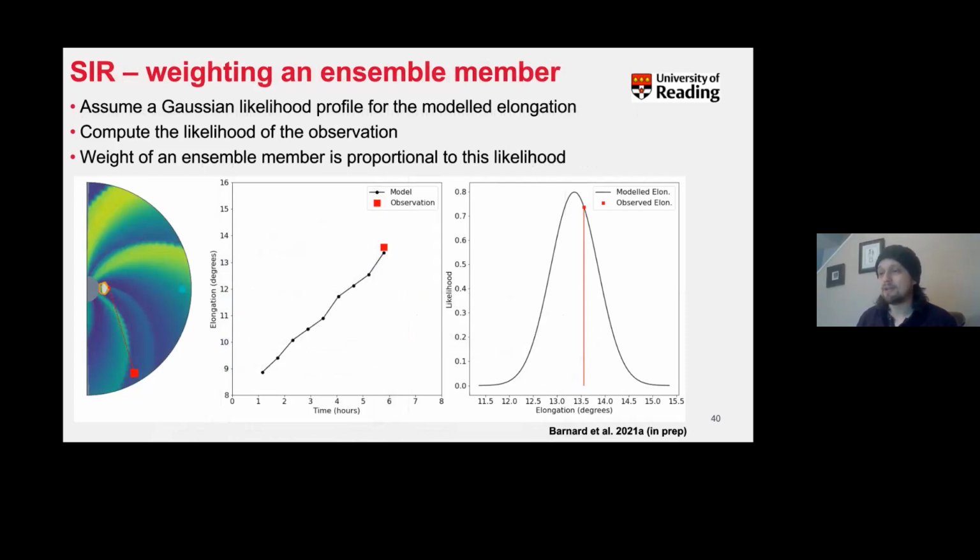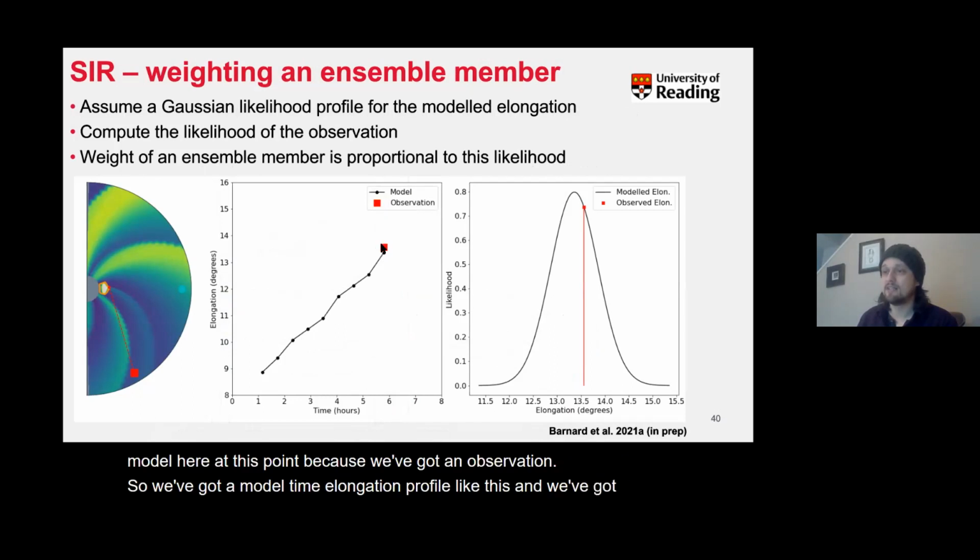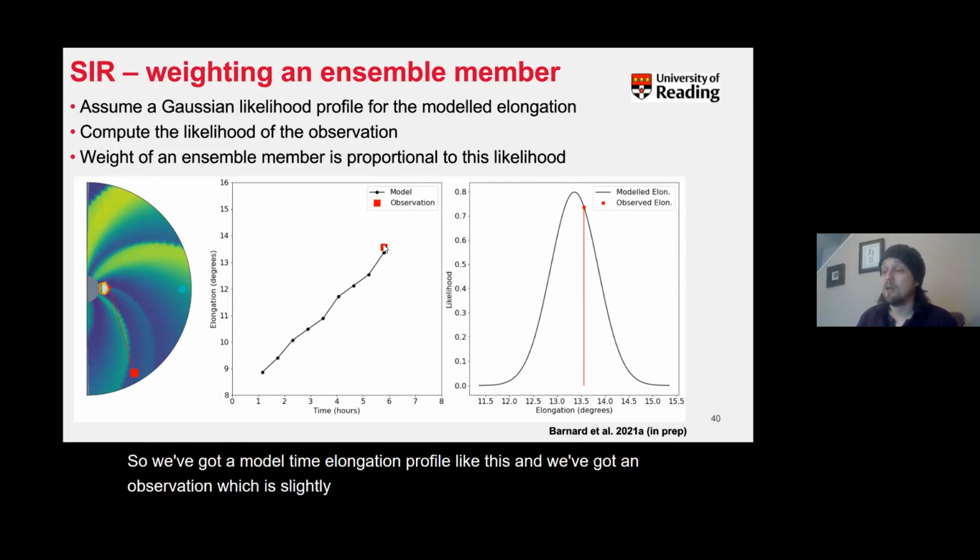So how does it work for one particle? Say we've stopped our model at this point because we've got an observation. We've got our model time elongation profile like this, and we've got an observation which is a slightly larger elongation. To weight the ensemble member, we compute the likelihood of the observation given the model data.